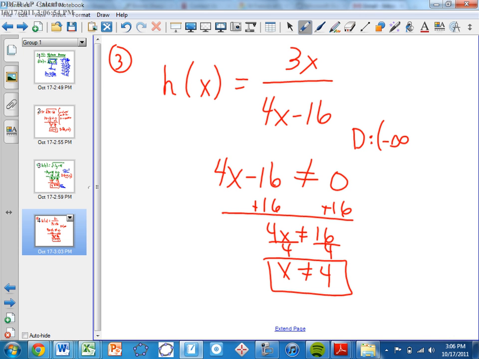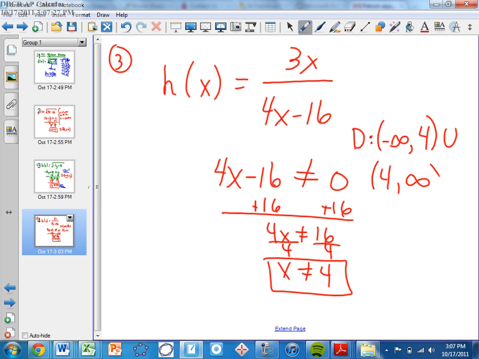I want to think about it this way, guys. We're taking every number from negative infinity all the way to 4. We're excluding 4, and then we're taking everything from 4 to infinity. So could it be negative infinity and infinity and then not equal to 4? You could think of it that way, sure. I can have negative infinity and 4 in parentheses, and then the union, and then 4 and infinity.